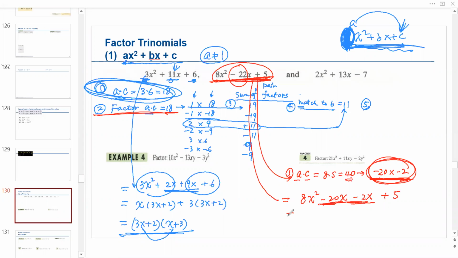So we do the group factor. The first group, 4x is the common factor, so it becomes 2x minus 5, right? Second, take a -1 out. The rest is -2x minus 5. So 2x minus 5 is their group factor. Right now, we finished.